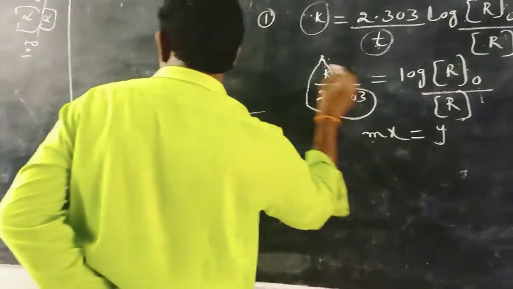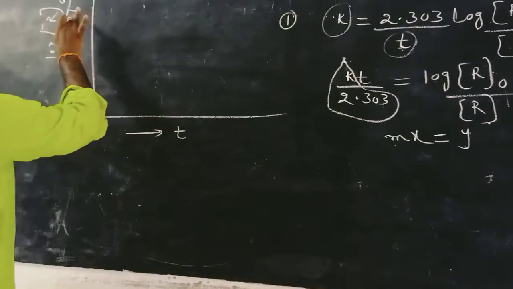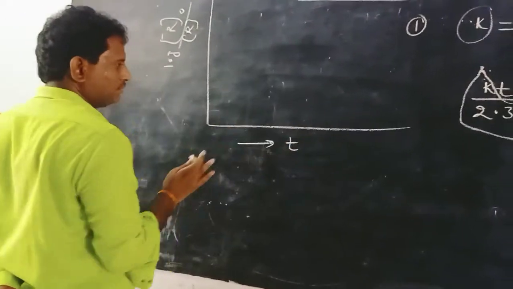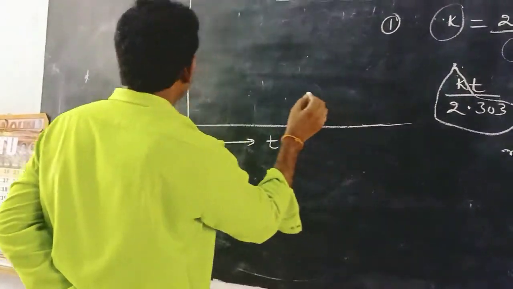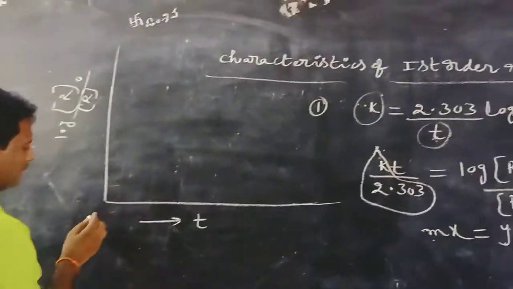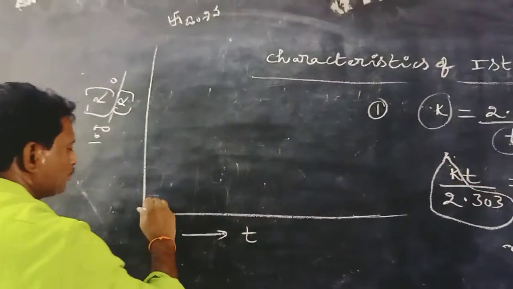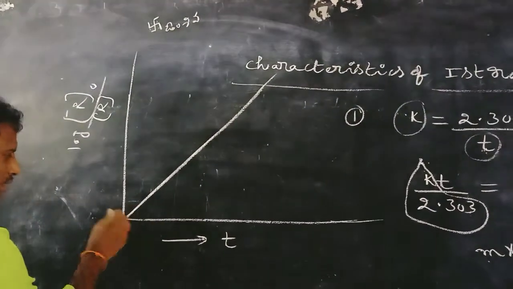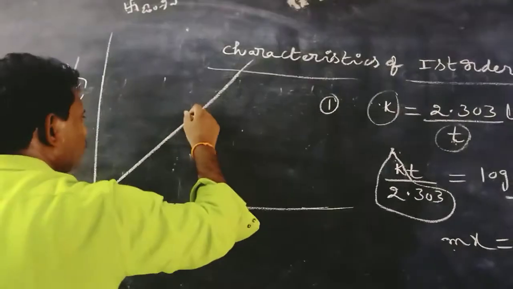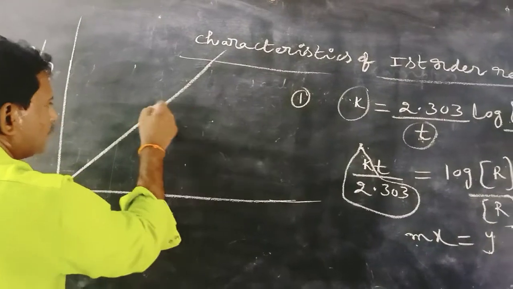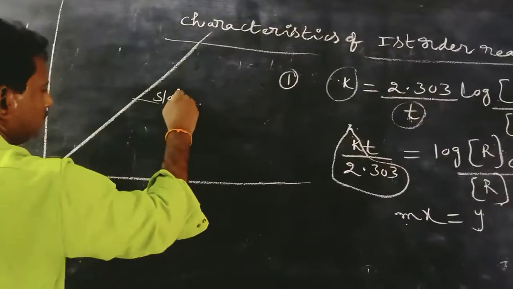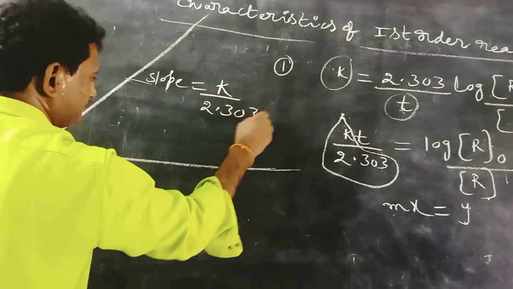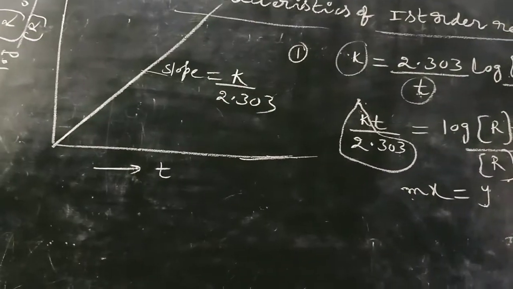Therefore, when log [R]₀/[R] is taken on the y coordinate and time on the x coordinate, it gives a straight line passing through the origin. The slope is equal to k/2.303 in a first order reaction.